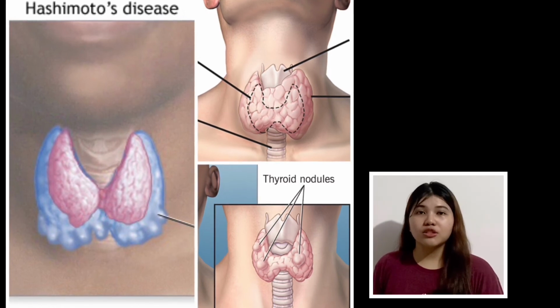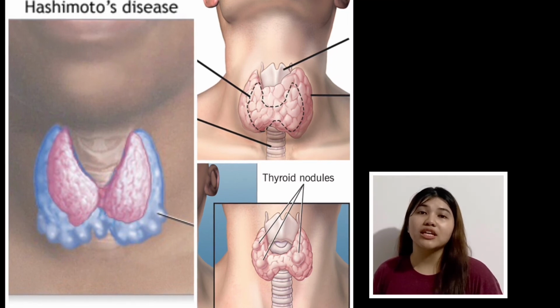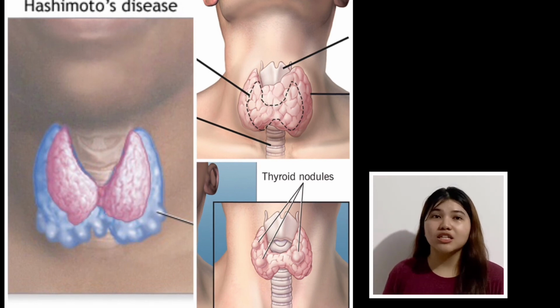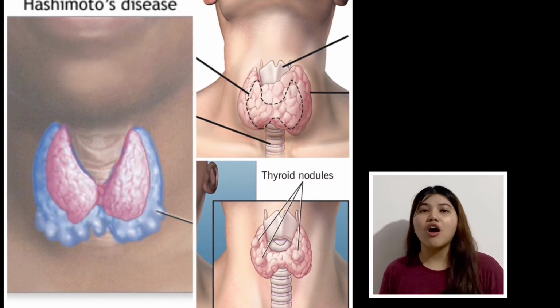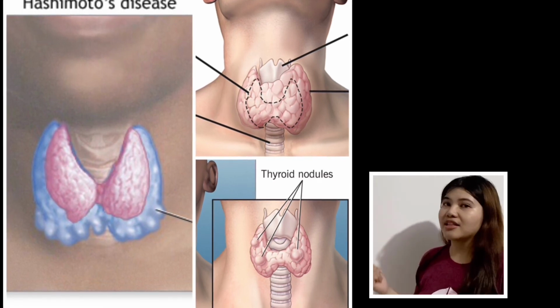Other common disorders that involve the thyroid gland are hypothyroidism, which is the opposite of hyperthyroidism. Also, Graves' disease, which is a common cause of hyperthyroidism. Others are Hashimoto's thyroiditis, goiter, and thyroid nodules.